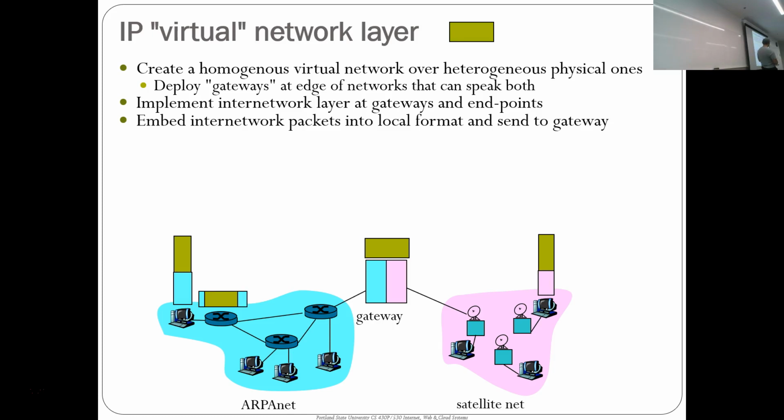So that's what it does. Here is a packet that's embedded into the local format, and it gets sent to this gateway in the local routing infrastructure. And then it gets sent to this gateway. The gateway decapsulates it because it can speak both the blue and the pink.